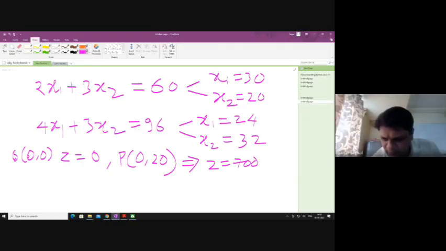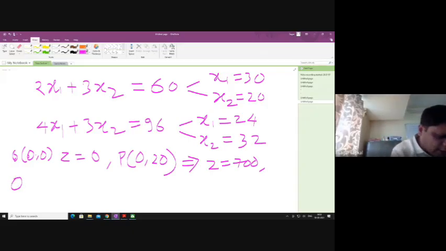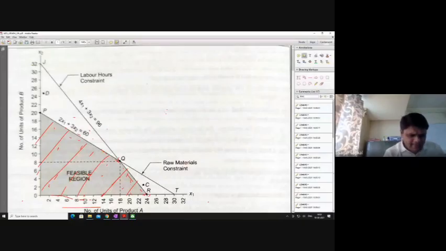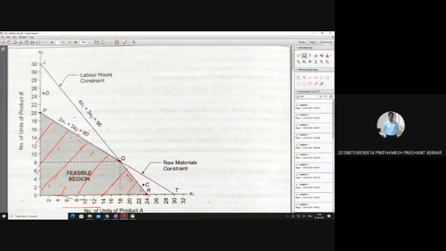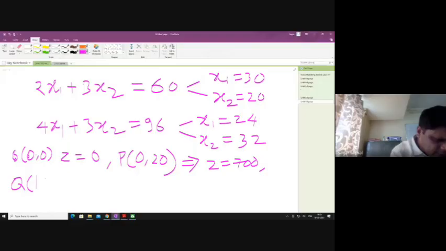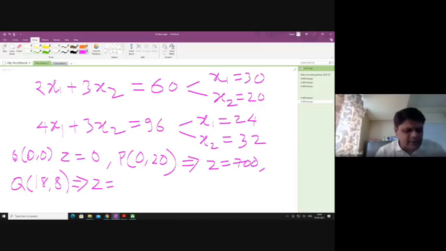700. Okay. Next case. What is the point Q? What are the coordinates for this? For Q, now you have drawn the graph, you know the coordinates. 18, 8. Okay, so 18, 8, which implies Z is equal to 40 into 18 plus 35 into 8. How much is it? 1000.